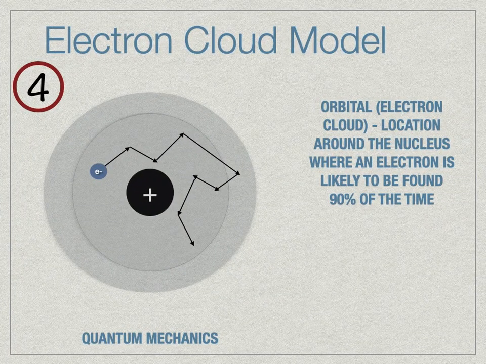The model that we build for quantum mechanics is called the electron cloud model, or the quantum mechanical model, where no longer do we consider the electrons to be moving in perfect circular orbits, but the electrons move within an electron cloud, or what we call an orbital. So rather than orbit, we now refer to it as orbital. An orbital is simply a location around the nucleus that describes a probability field. For any particular electron, its orbital is where it's likely to be found 90% of the time.